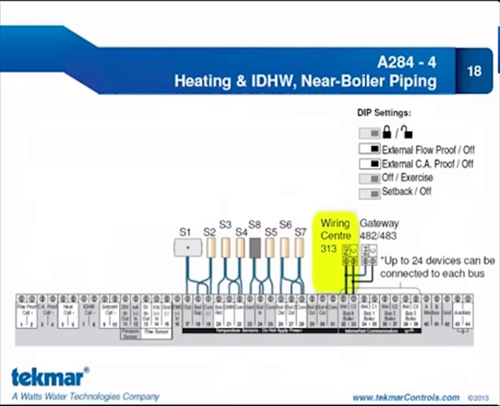The wiring center 313 is connected to boiler bus B. We have four bus terminals on the 284. We've chosen bus B just because it's the first one. We could have connected the 313 to any of them, really. The gateway 482, 483 is connected to the same bus. Even though all of those four buses are the same water temperature, in order for the gateway to see the thermostats on the 313, it must be tied to the same bus, and that's that point-to-point communication.